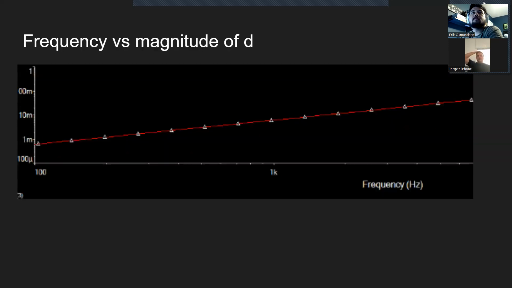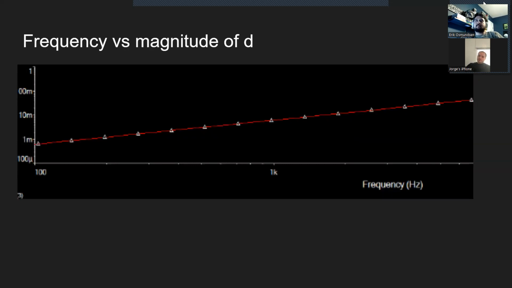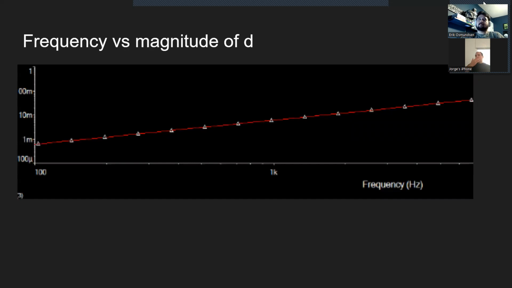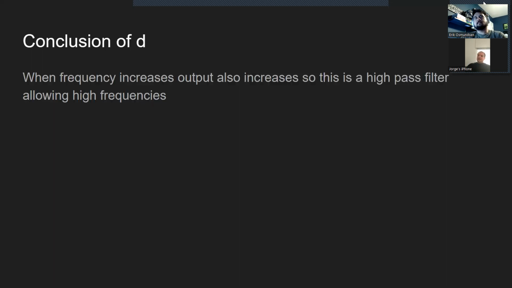Here we have the frequency versus magnitude. Sorry. We have our Multisim simulation of number 4. And now we have the frequency versus magnitude of 4, the frequency versus phase of 4, and finally, our conclusion that when frequency increases, output also increases. So finally we have a high pass filter that allows high frequencies.